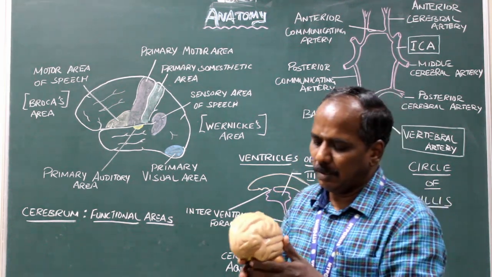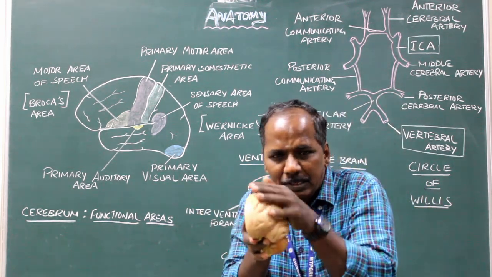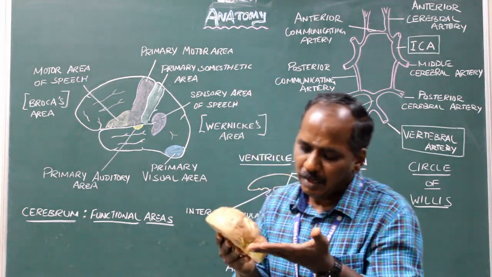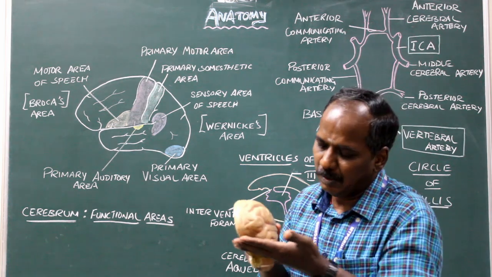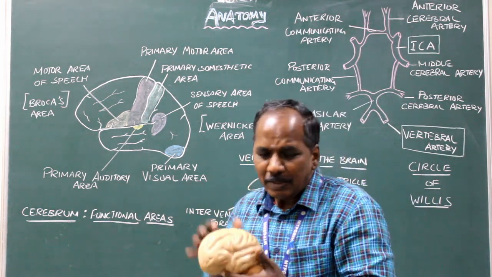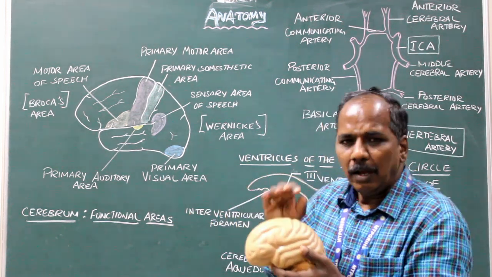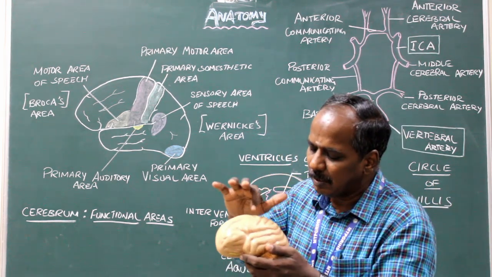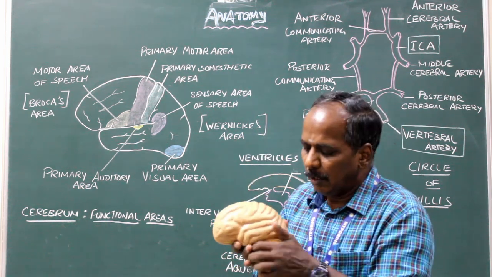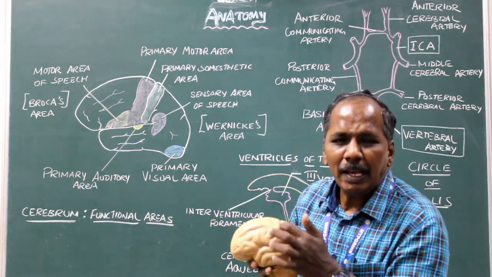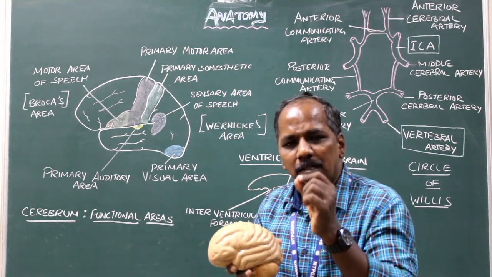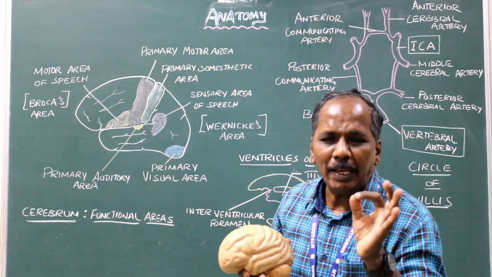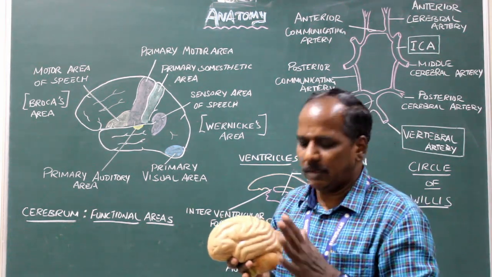Three surfaces: superolateral surface, medial surface, and inferior surface. The surface of the cerebrum has a number of grooves and elevations. The grooves are known as sulci, singular sulcus, and the elevations are known as gyri, singular gyrus.